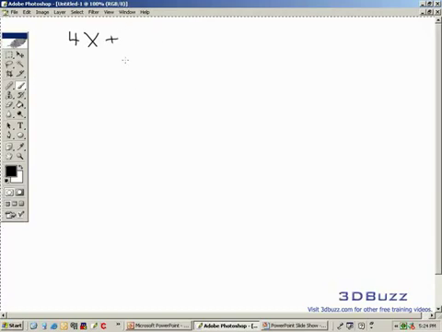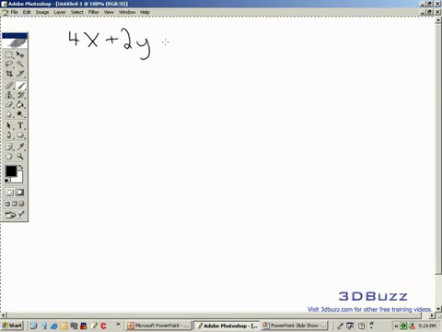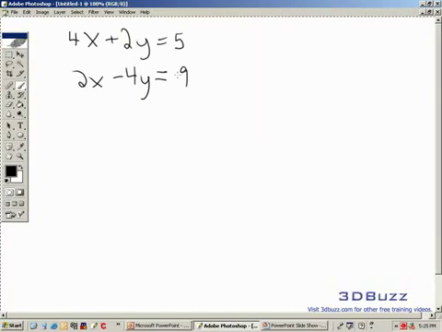There. 4x plus 2y equals 5, as I was saying. Gotcha. And 2x minus 4y equals 9. All right. So the goal, of course, is to solve for both x and y.